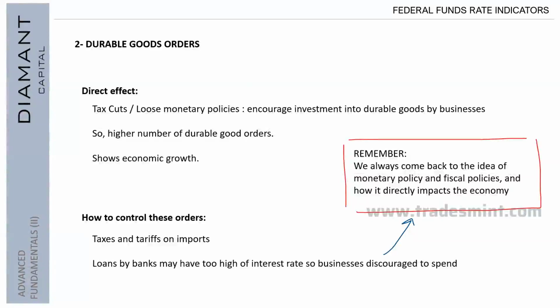So how can we control these orders? Of course, you can use taxes and tariffs on the imports, because most of the goods, or it depends really what country you're in, but most of the goods are always going to be imported from commodity rich areas, those that actually export all the materials to you. And then loans by banks may have too high of an interest rate, so businesses are discouraged to spend. Now remember, we always come back to the idea of monetary policy and fiscal policies and how it directly impacts the economy.